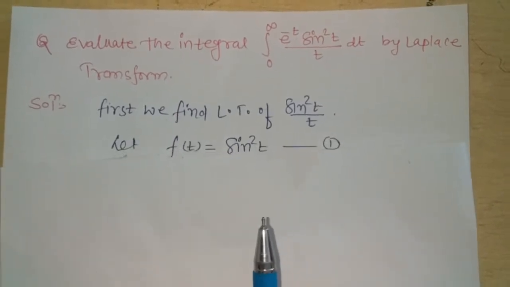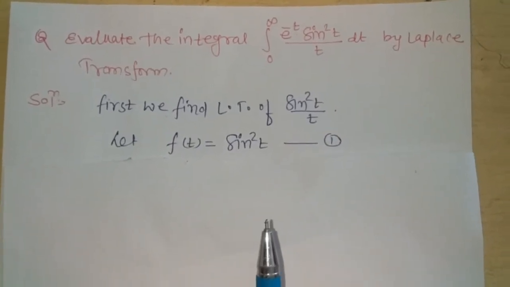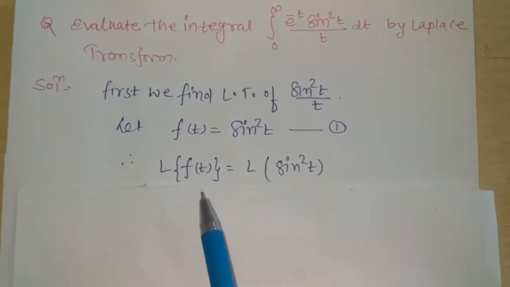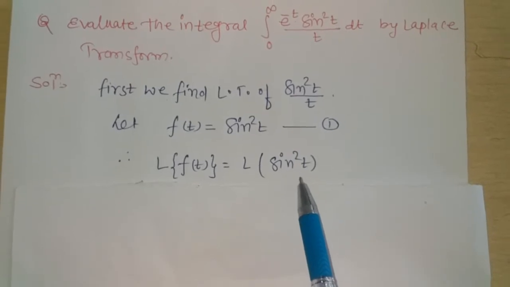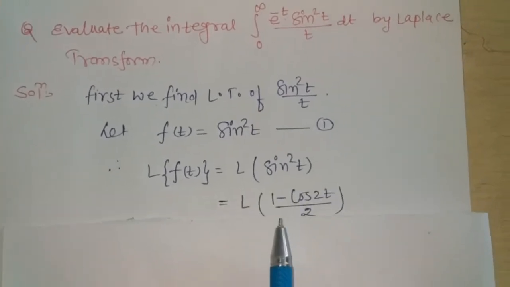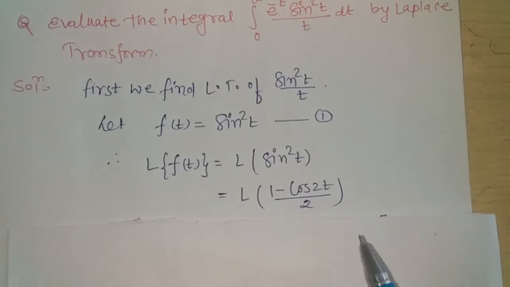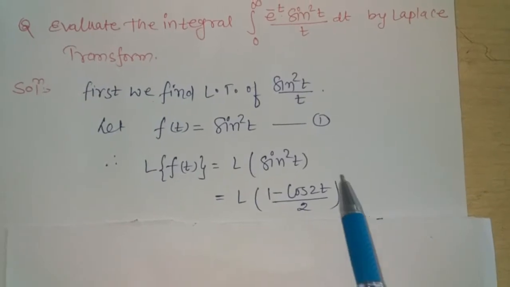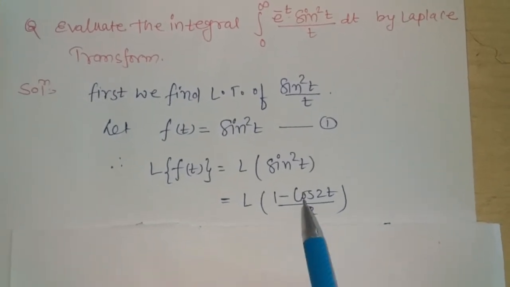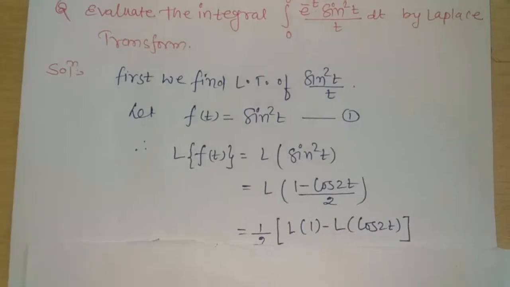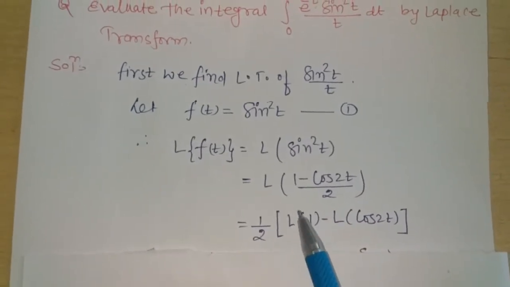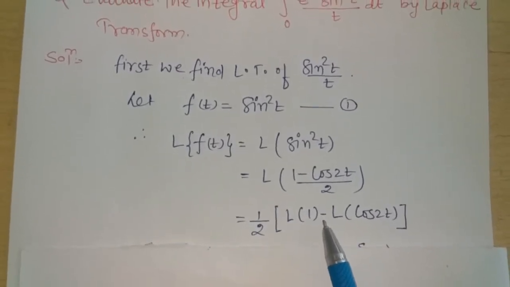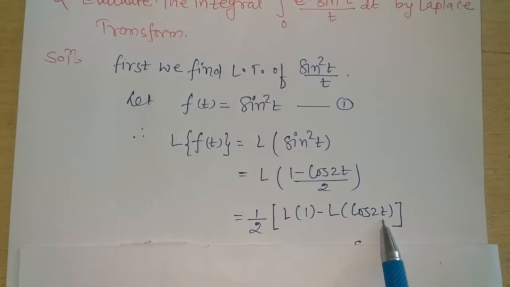So let f(t) be sin square t, then the Laplace transform of f(t) is Laplace transform of sin square t, and sin square t is what? (1 minus cos 2t) by 2. Here we apply the linear property of Laplace transform. 1 by 2 is a constant multiple, so we write it outside the Laplace integral, and then Laplace transform of f(t) is equal to 1 by 2 [Laplace transform of 1 minus Laplace transform of cos 2t].